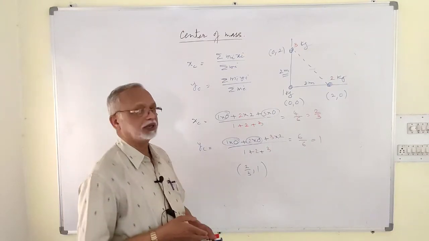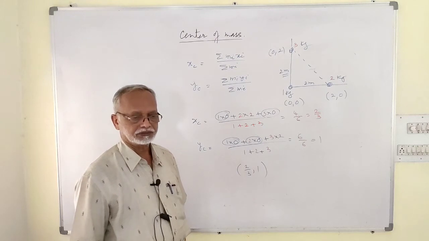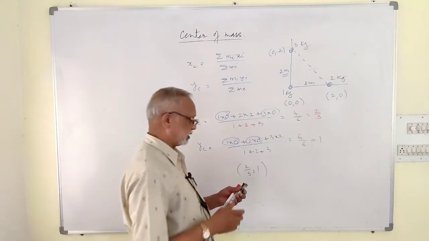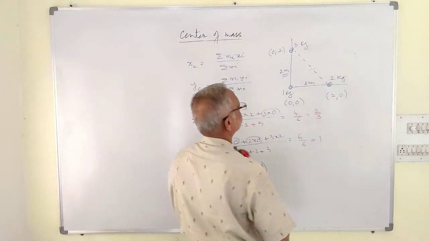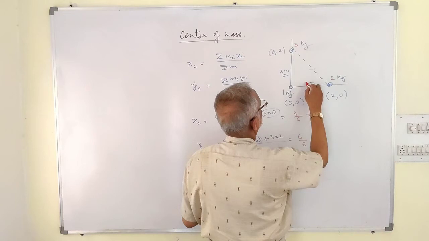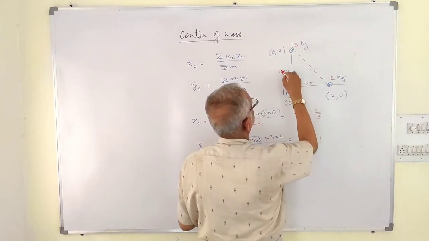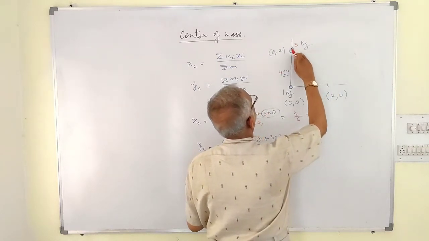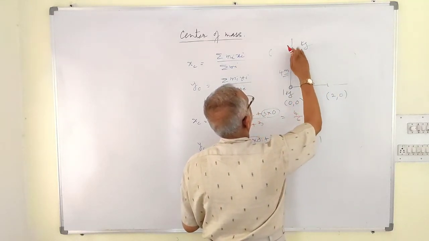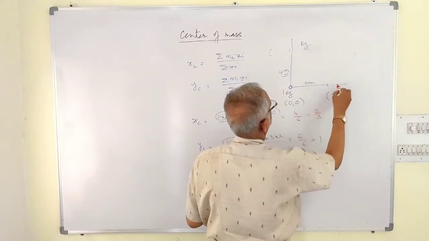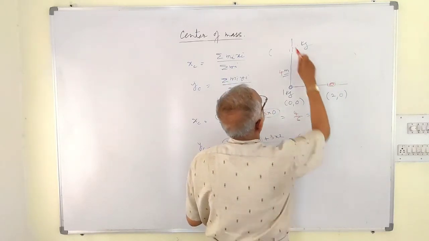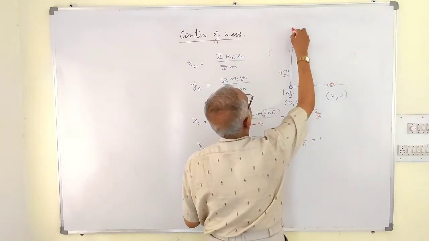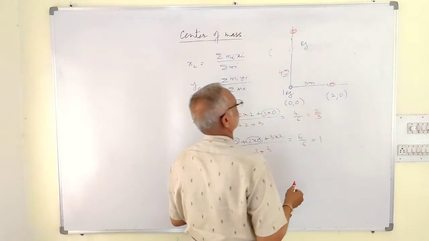The triangle need not be isosceles right angle triangle. It can be any right angle triangle. Suppose the length of this side is 3 meter and the length of this side is 4 meter. Then suppose this is 3 meter, then this will be 4 meter, mass is 1 to 3 kg.